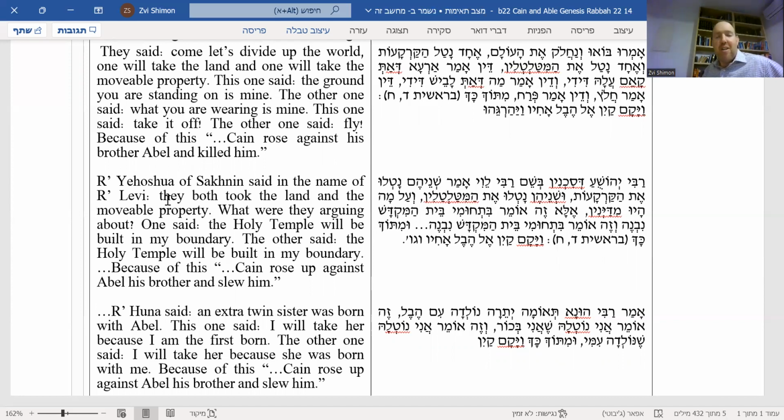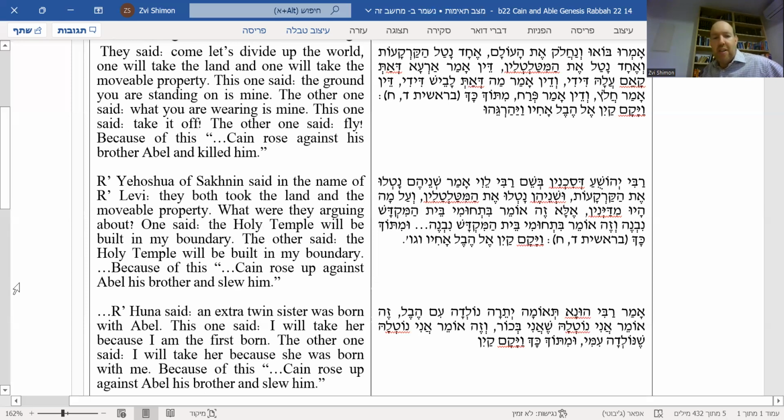I imagine a lot would vote for the first. If I'd ask which sounds most far-fetched, I imagine most would say the second is far-fetched, about where the temple will be built. But if I ask you to reflect upon this, which one is closest to the story itself? Well, I think actually the second one is.